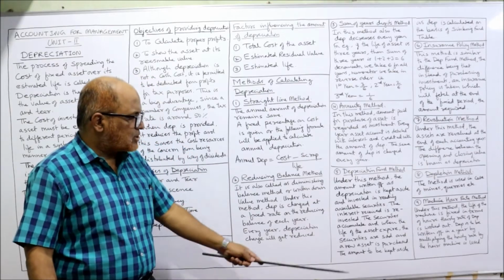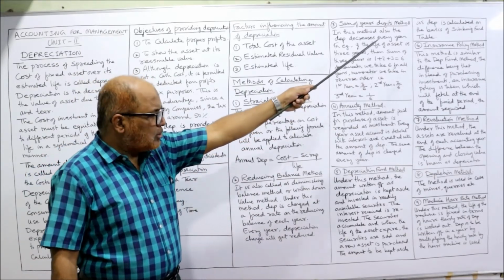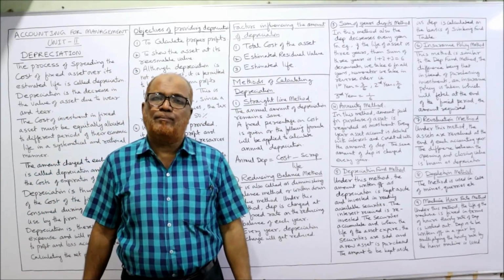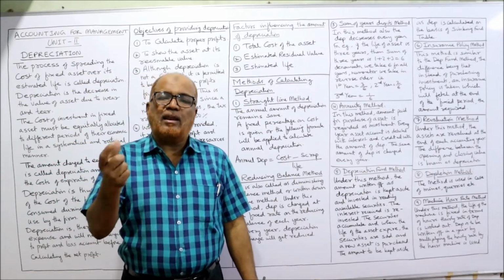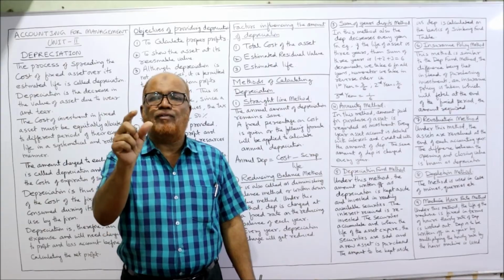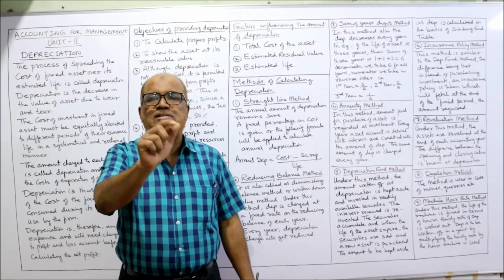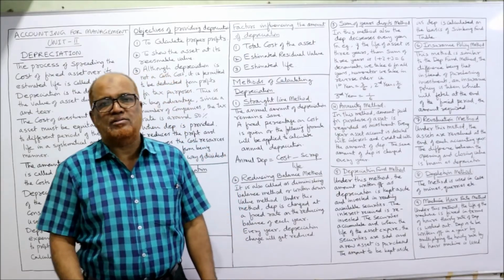At the end of the life of the asset, all the securities will be sold and a new asset will be purchased. The amount to be kept aside as depreciation is calculated on the basis of sinking fund table. So one table is there. By referring to sinking fund table, we have to find out how much is the depreciation, and the amount equal to the depreciation will be invested in securities.